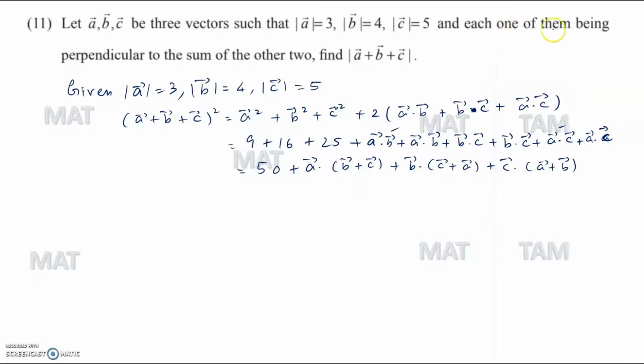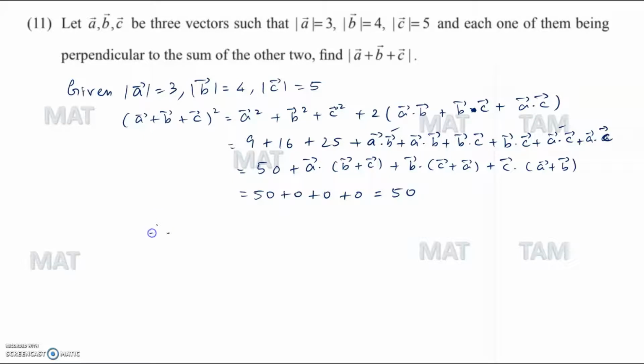So further, all these items will become 0. Why? Because it says that each one of them is perpendicular to the sum of the other two. So A is perpendicular to the sum of B and C, B is perpendicular to the sum of C and A, and C is perpendicular to the sum of A and B. Since they are all perpendicular, their dot product will be 0. So your answer is 50 plus 0 plus 0 plus 0, which is equal to 50.